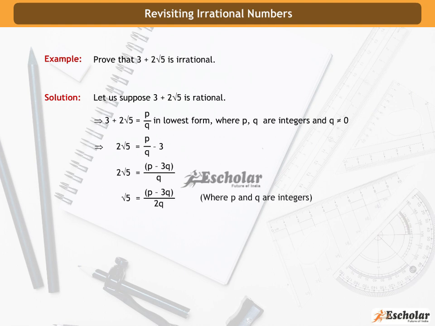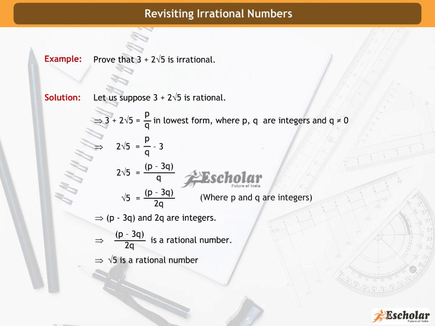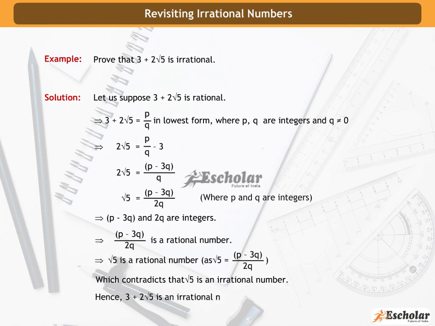q are integers. It implies p minus 3q and 2q are integers. So, p minus 3q by 2q is a rational number, or root 5 is a rational number, as root 5 is equal to p minus 3q by 2q, which contradicts that root 5 is an irrational number. Therefore, our assumption is wrong. Hence, 3 plus 2 root 5 is an irrational number.